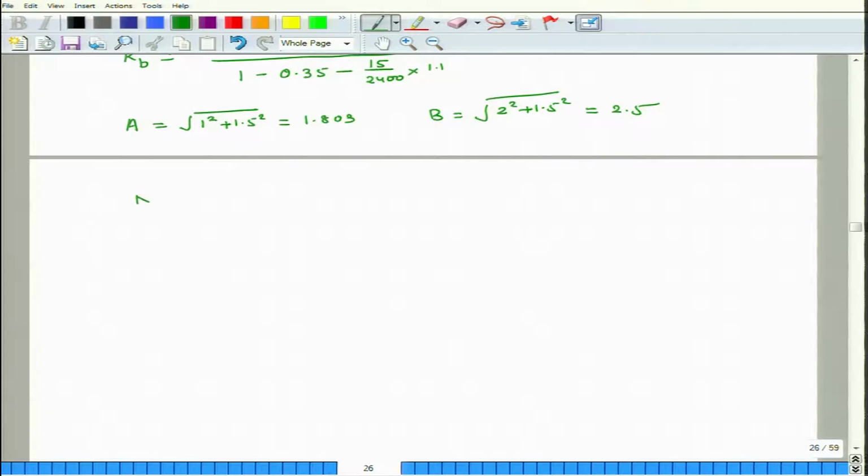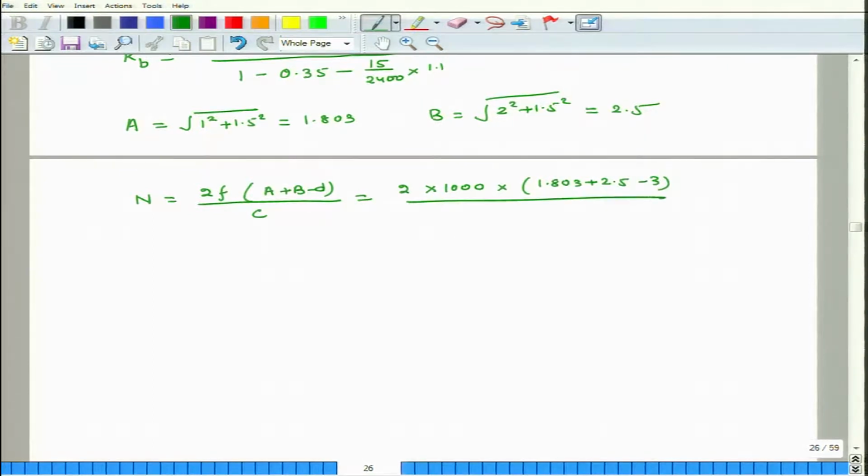So, Fresnel's number N equals 2f times (A plus B minus D) divided by C, and that is equal to twice 1000 hertz times (1.803 plus 2.5 minus 3) divided by C. C is 347, and that is equal to 7.51. So, again it is less than 12.7.